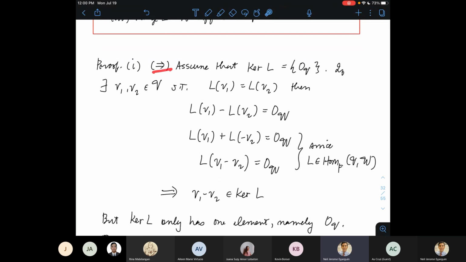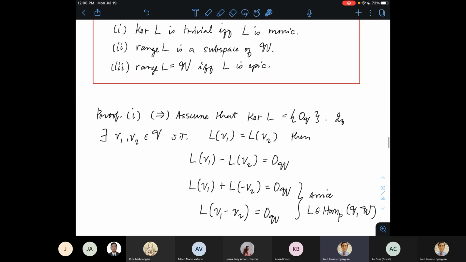So first, I'll prove the forward implication. So here our assumption is the first statement. So we will assume that the kernel is trivial. And again, a trivial kernel means that the kernel contains only one element. And we know what that element should be because the zero vector in the domain is guaranteed to be in the kernel. So if the kernel is trivial, its only element must be the zero vector. All right. And then I want to show that L is monic or L is one-to-one.